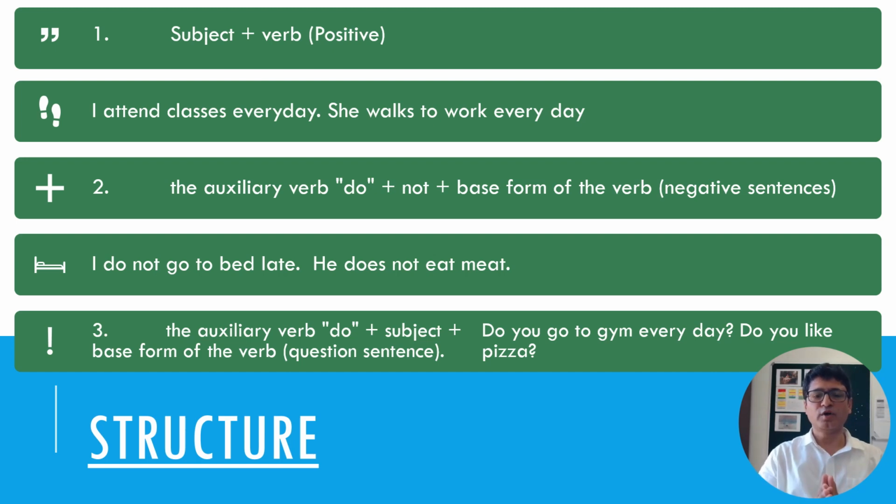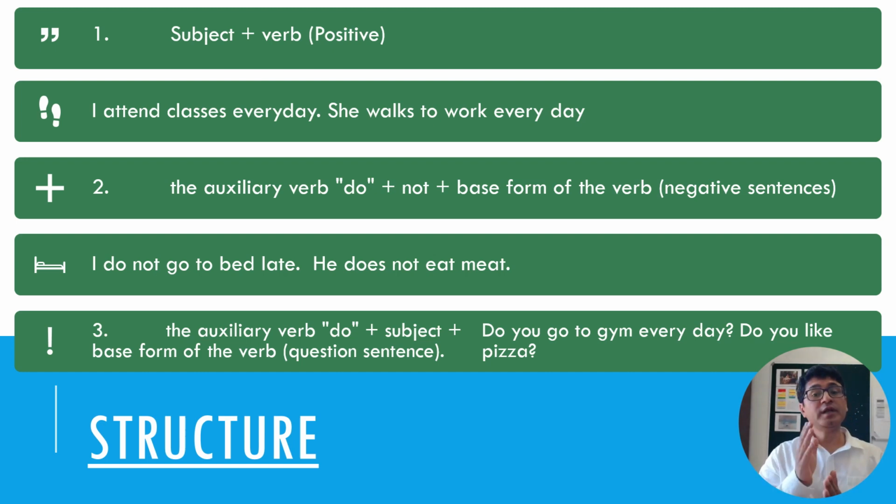Now, how is it formed? You form it by putting subject and then verb. For example, I attend classes every day. I is the subject and attend is the verb. Then other parts of the sentence are used to complete the sense of the sentence. She walks to work every day. She is the subject, walks is the verb.